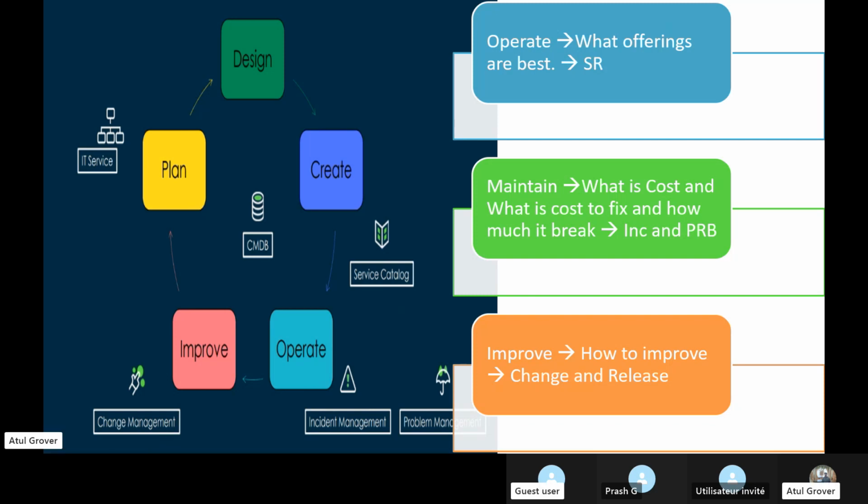So if we have to assign one single process, like the way you have done it, for operate we have incident and problem, and for improvement, change and release. So if we have to map one particular process with that maintenance, which process? No, no. How is this possible? Every process goes in every phase.